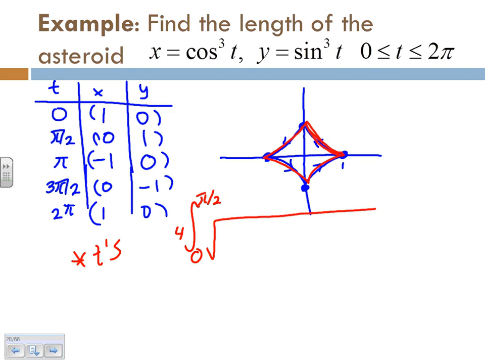Radical. Oh man, what do I still need to find? I haven't found yet the dx/dt, my dy/dt. And I always rewrite it like that when I do my derivatives. So go find those derivatives.